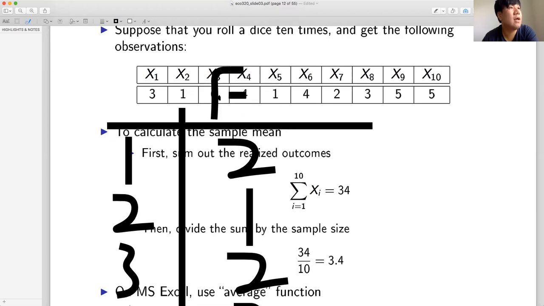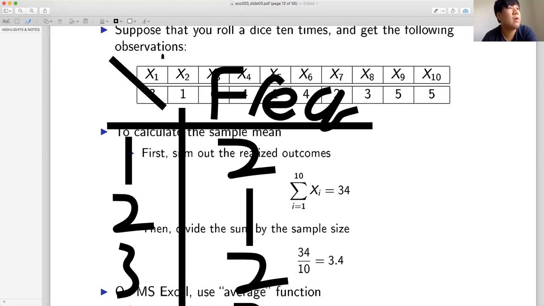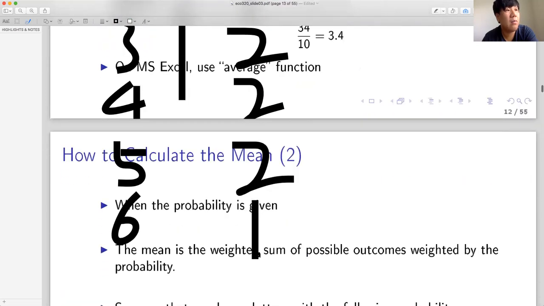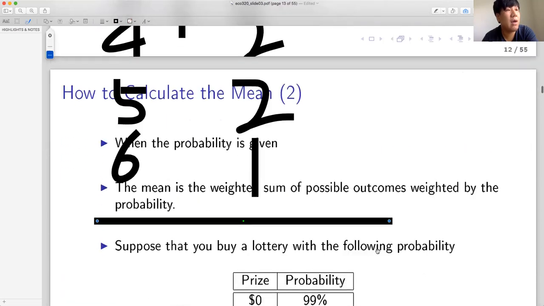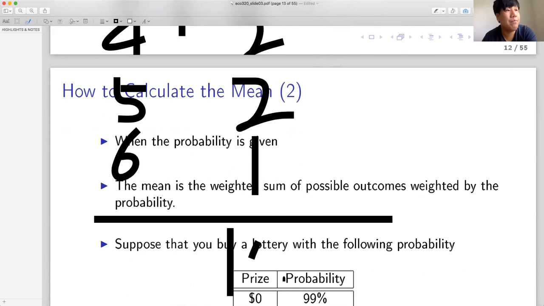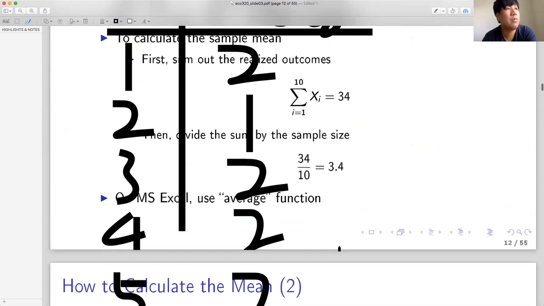So now I'm going to write the frequency like that. This is a random variable x, and based on that, you can write down the frequencies. How many times did the number 1 come up? 2. And how many times did number 2 come up? 1, etc. So how many observations did we have? It's 10, so we had 10 observations.